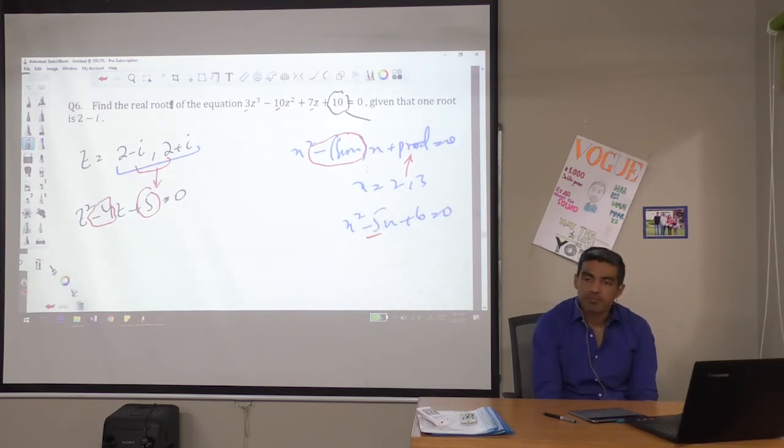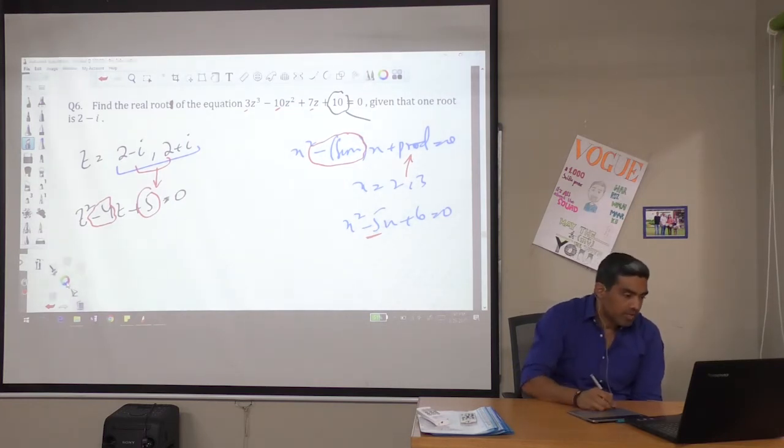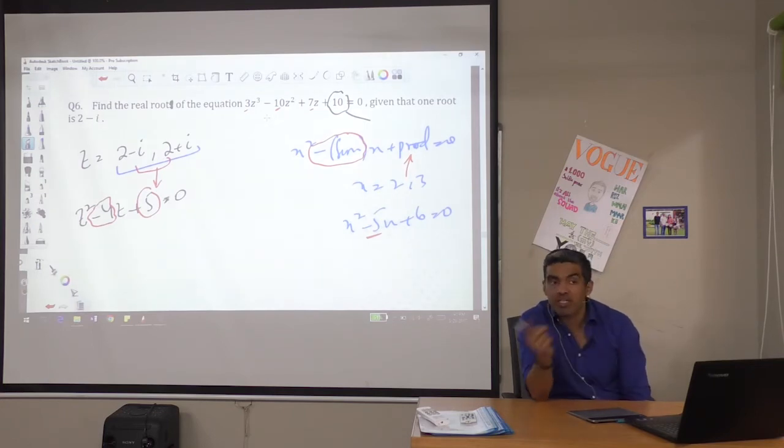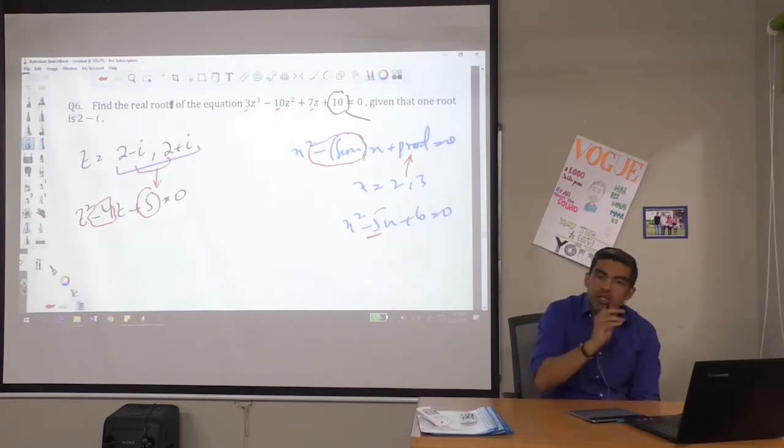Are we good? Now once you have the quadratic factor with you, you can get the other factor out. Because it's a cubic, you know the other factor is a linear factor. You can just simply use equating coefficients and get the answer.